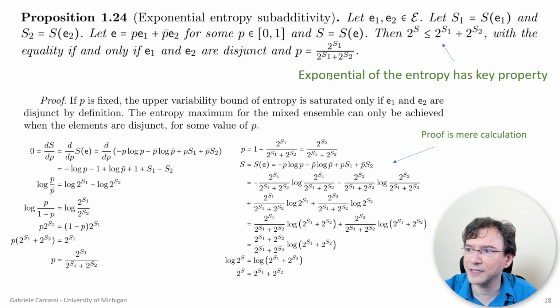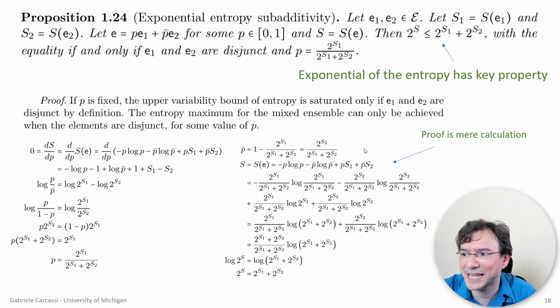So the first thing that one can demonstrate very easily is that the exponential of the entropy is subadditive, meaning that if you have two states and you make a mixture of them, then the exponential entropy of the mixture has to be less than or equal to the sum of the exponential entropies. You get an equality if and only if the two elements are orthogonal to each other, if they maximize the entropy during mixing, and the probability is the exponential entropy of the first divided by the sum of the exponential entropies, right?